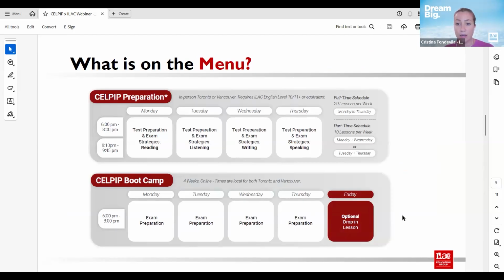As for the cost, Milena, I think after taxes, it comes up to $327 for the CELPIP test.